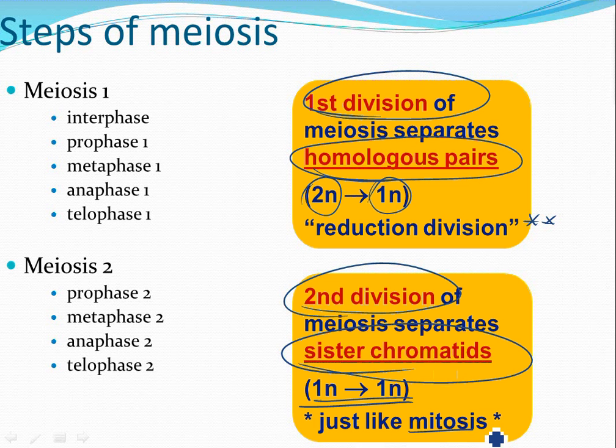So it's just like in mitosis, you're not getting a reduction in chromosomes, because remember, in mitosis the whole point is just to replicate. It doesn't reduce any of the chromosomes at all. And that's what's happening in meiosis 2.